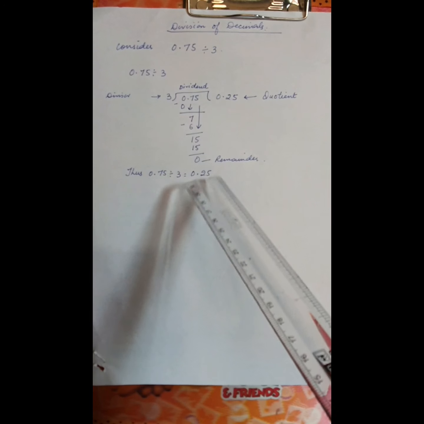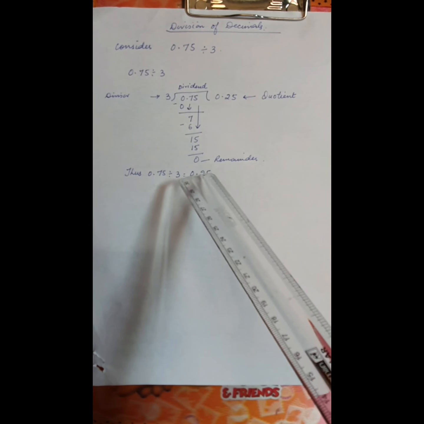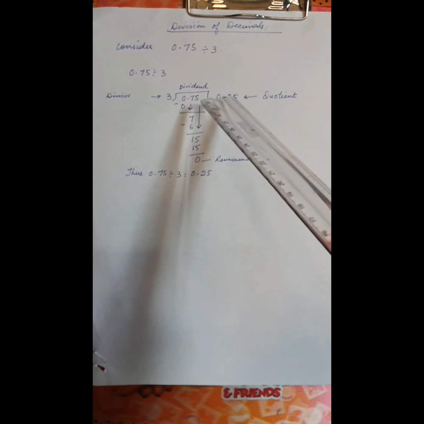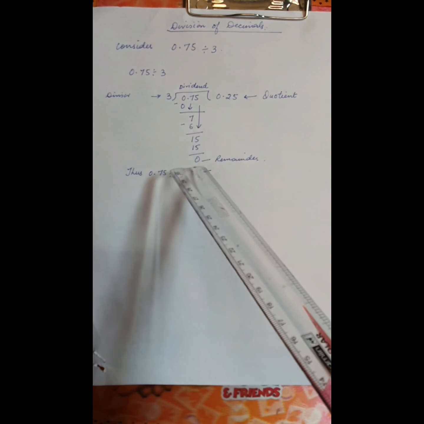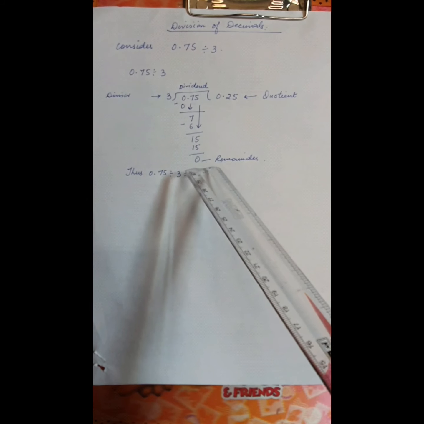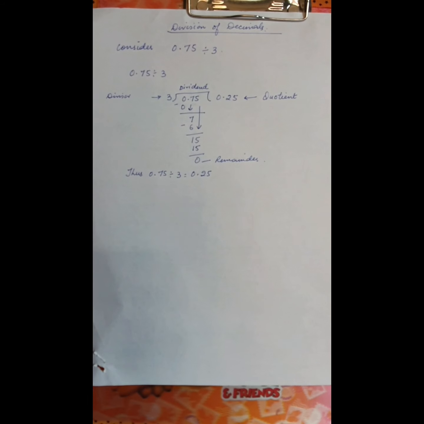So you can find the remainder 0 by putting as many zeros after the decimal point of the quotient so that you will get the remainder 0. Hope you have understood the chapter.